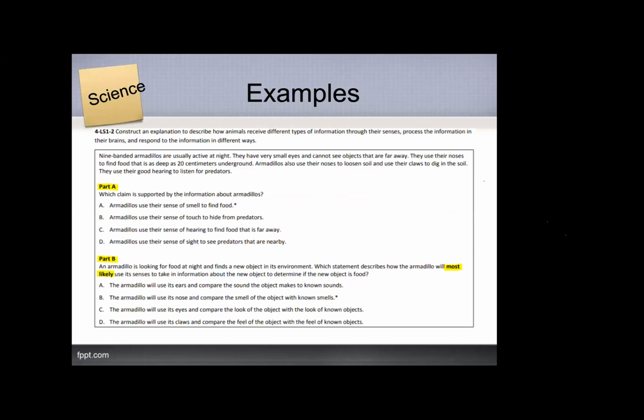Again, we see Part A, Part B questions, very similar to our math and ELA. And again, those are questions that they really want to make sure that they take their time on, because if they don't get Part A, it becomes very, very detrimental for them moving into Part B.